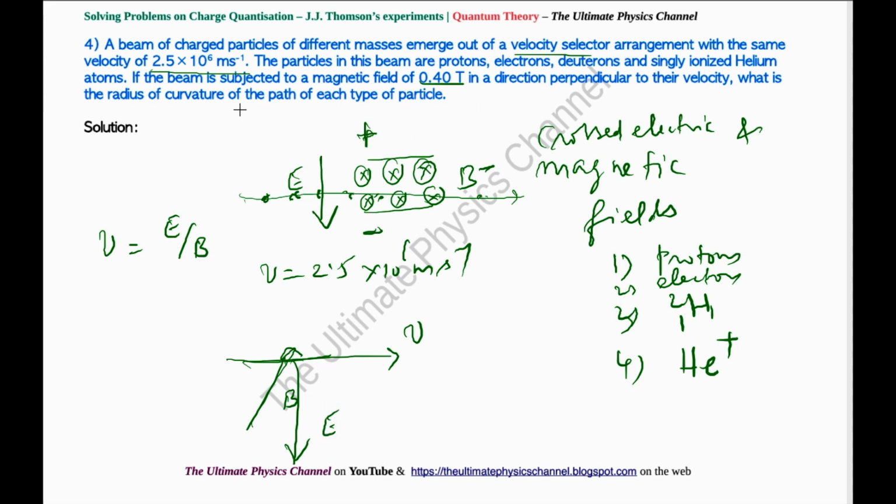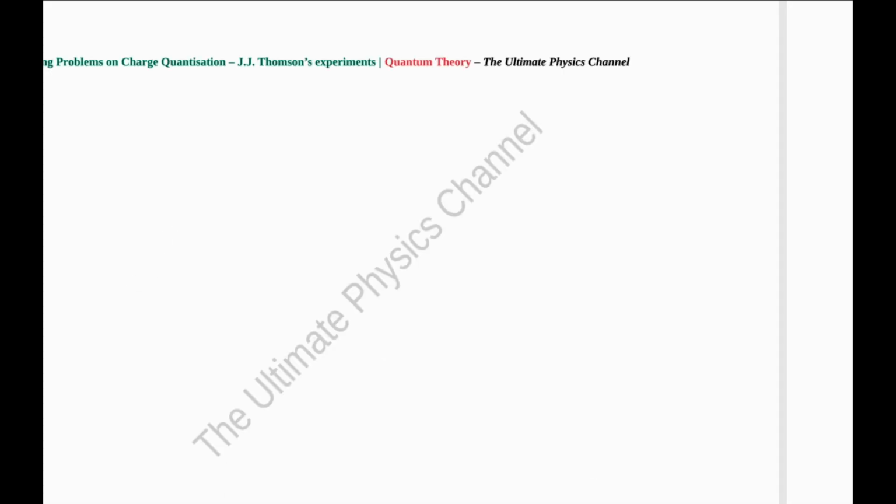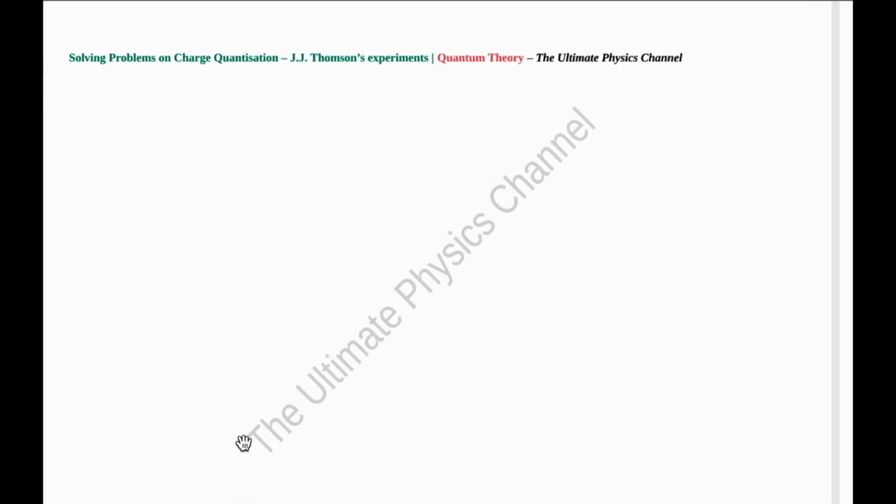What is the radius of curvature of the path of each type of particle? So we have 4 different types of particles here. What is the radius of curvature for each type of particle? That is a question that is asked here. The speeds are same for all the particles, right? Because it is a velocity selector arrangement. So we have derived the expressions for this at the beginning. So please refer to those expressions for solving this problem.